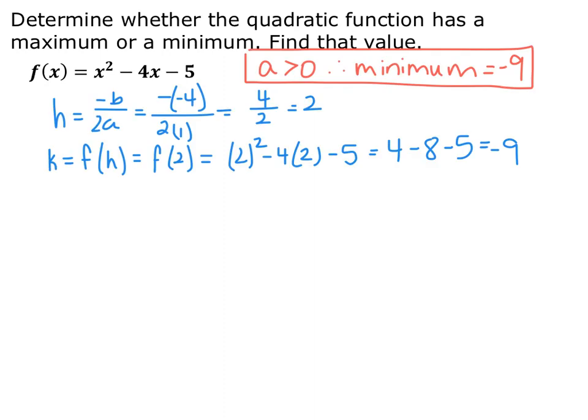Because a is greater than 0, a is equal to 1 in this case, we know that this has a minimum, and the minimum value is whatever the y-coordinate of the vertex is. I found the x-coordinate of the vertex, negative b over 2a, and got a positive 2. Negative times negative 4 was a positive 4, 2 times 1 is 2. Then I took that value and plugged it back in to find the y-coordinate of the vertex, and ended up with a negative 9. So our minimum value is negative 9.